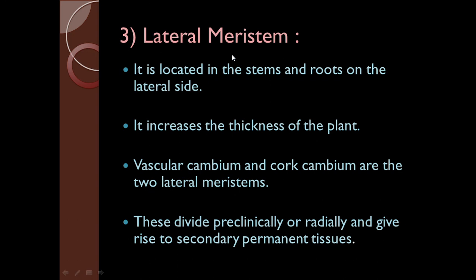The third type is lateral meristem. It is located in the stems and roots on the lateral side. This lateral meristem increases the thickness of the plant. Vascular cambium and cork cambium are the two lateral meristems. These lateral meristems divide periclinally or radially and they give rise to secondary permanent tissues.